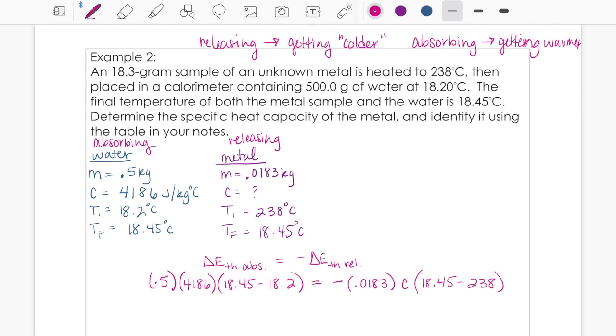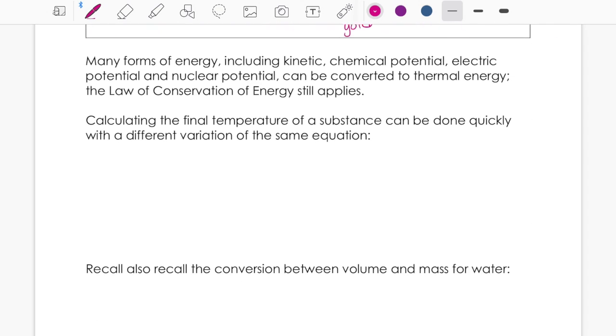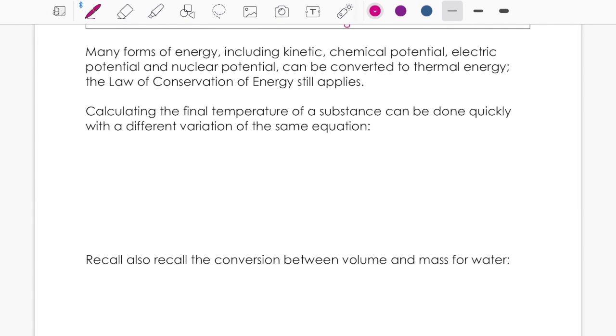Whenever I multiply it all through and get C all by itself, I'll find that the specific heat of the metal is 130.23 joules per kilogram degrees Celsius. So if I look back at the chart, it's going to most closely match gold as the unknown metal.